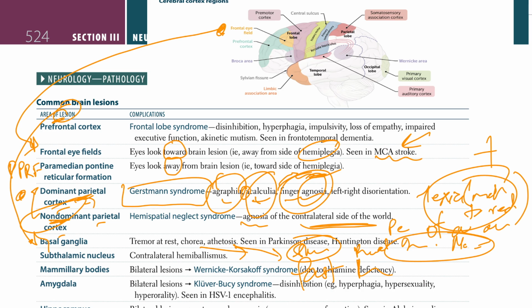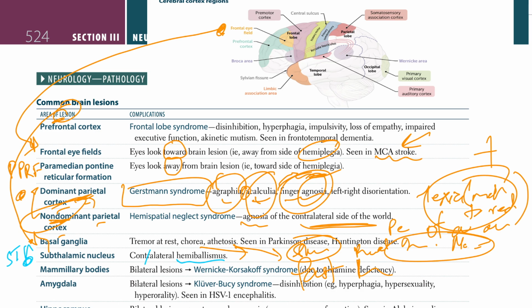Now the next one is subthalamic nuclei. Subthalamic nuclei, STN: if there is a lesion of the STN, you will have a contralateral hemiballismus. So you will see a contralateral hemiballismus.